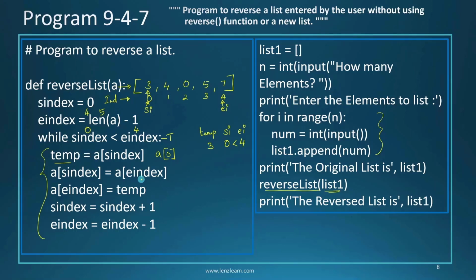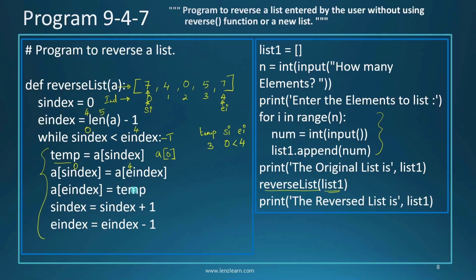After that I will copy the value at end index, that is A of 4, right now the value of end index is 4, to A of S index. So S index is currently 0. So I will copy the value of A of 4. So A of 4 is 7, right? So I will copy value 7 into A of 0. So right now this 3 will be erased and this 7 will be written into this position. So the value 3 is not lost because I have stored it inside temp.